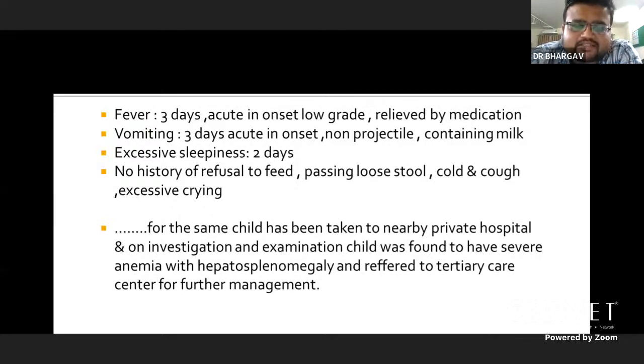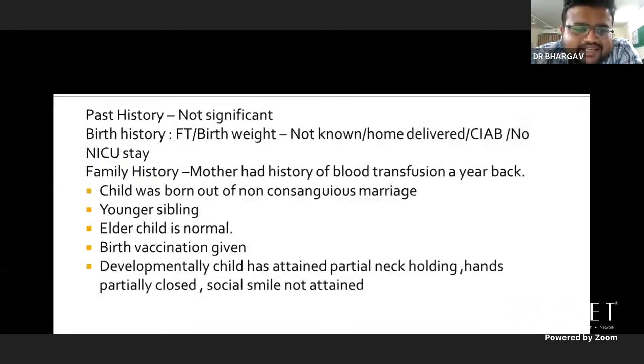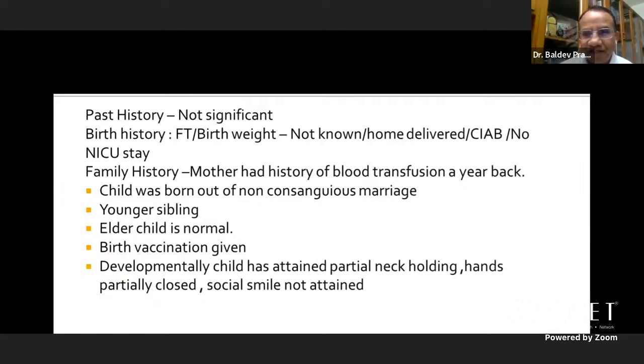For the same complaints, the child has been taken to nearby private hospital, and on investigation and examination, child was found to have severe anemia with hepatosplenomegaly and referred to tertiary care center for further management. Past history of the patient is not significant. Birth history. Dr. Bhargav, just can you stop sharing for a while?